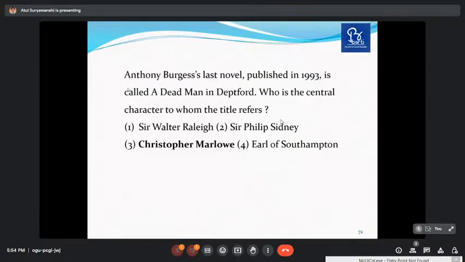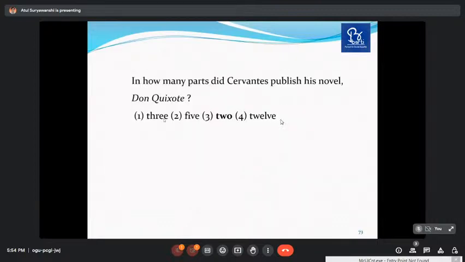So the next question. Anthony Burgess' last novel, published in 1993, is called A Dead Man in Deptford. Who is the central character to whom the title refers? The title refers to Christopher Marlowe. And in how many parts did Cervantes publish his novel Don Quixote? Don Quixote has been divided into two parts. The third option is the correct one.